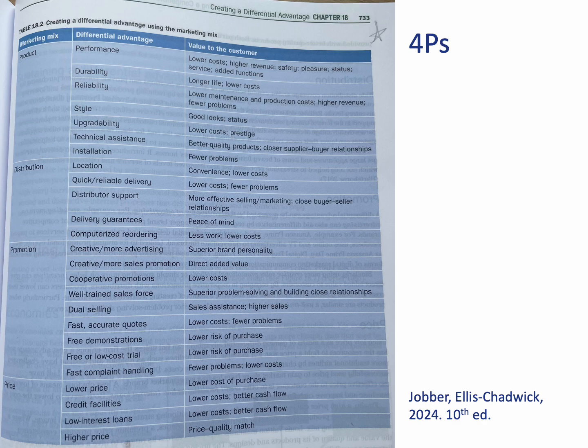You can look at the distribution, for example, location. So making your product available perhaps in different locations, which creates convenience for customers. You can think of the promotion, where you maybe offer something like free demonstrations to lower the risk of purchase. You can think of the price, for example, offering credit facilities, which would lower the costs and also would allow customers to get a particular item now.